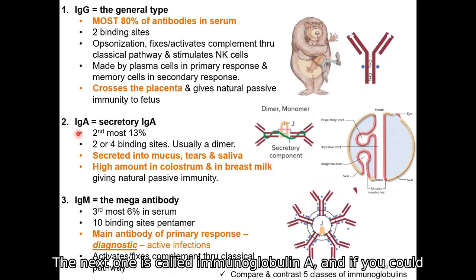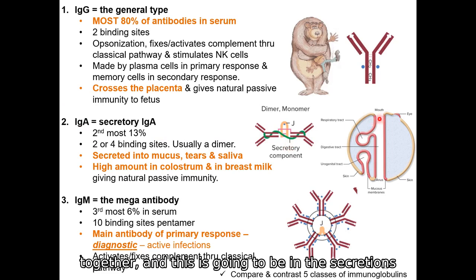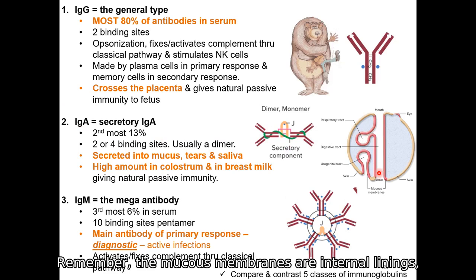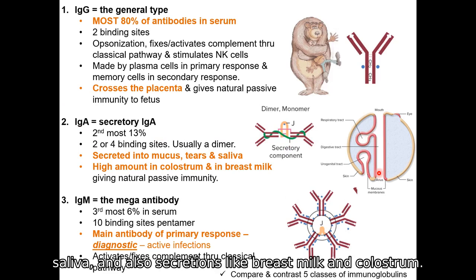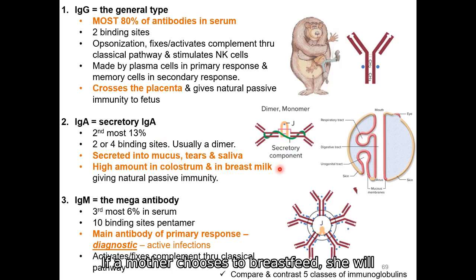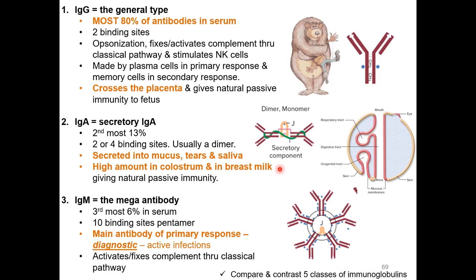The next one is called immunoglobulin A, and if you just remember secretory IgA, you will get there. It is a dimer, so two antibody molecules stuck together, and this is going to be in the secretions on our mucosal surfaces. Remember, the mucous membranes are internal linings. Okay, so it's going to be in mucus, tears, saliva, and also secretions like breast milk and colostrum. So if a mother chooses to breastfeed, she will still be giving passive immunity to her baby to protect that baby from infection in the gastrointestinal tract.